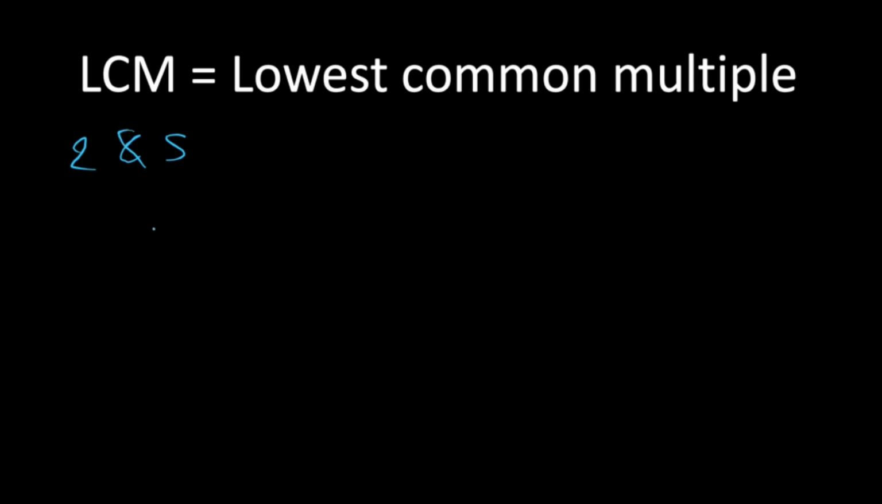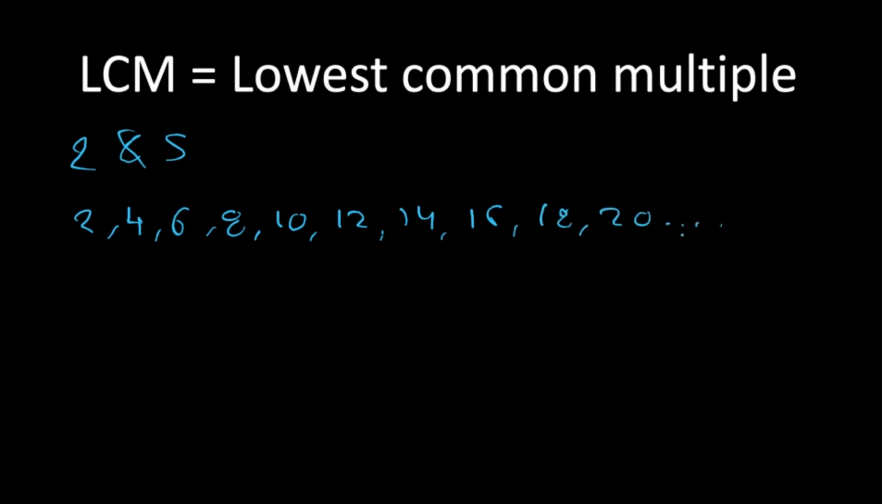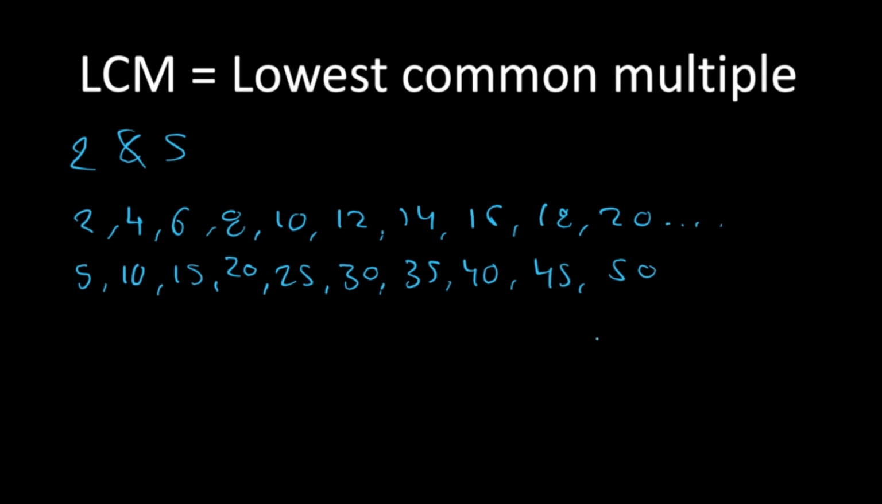So what you would do is list down all the multiples of 2, which is 2, 4, 6, 8, 10, 12, 14, 16, 18, 20, and so on. And you do the same for 5. So 5, 10, 15, 20, 25, 30, 35, 40, 45, and 50. Okay? So all of these are multiples.